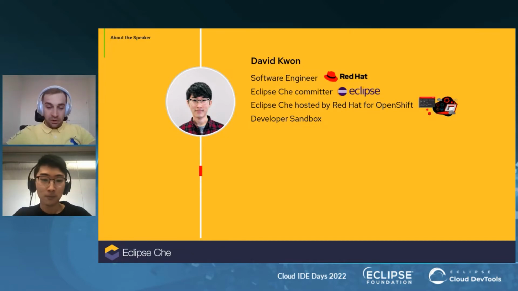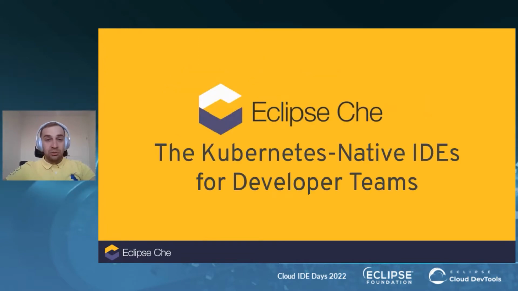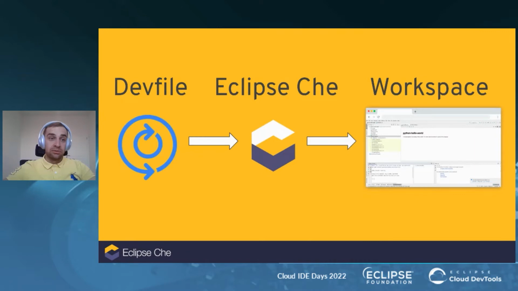Thanks, David. So let's talk a little bit about Eclipse Che. Eclipse Che is an open source project under the Eclipse Public License 2.0, and it provides a way to run Kubernetes native IDEs for developer teams. And how does it actually work? I must say that Eclipse Che is a Devfile-centric project, so it uses Devfiles to create workspaces.